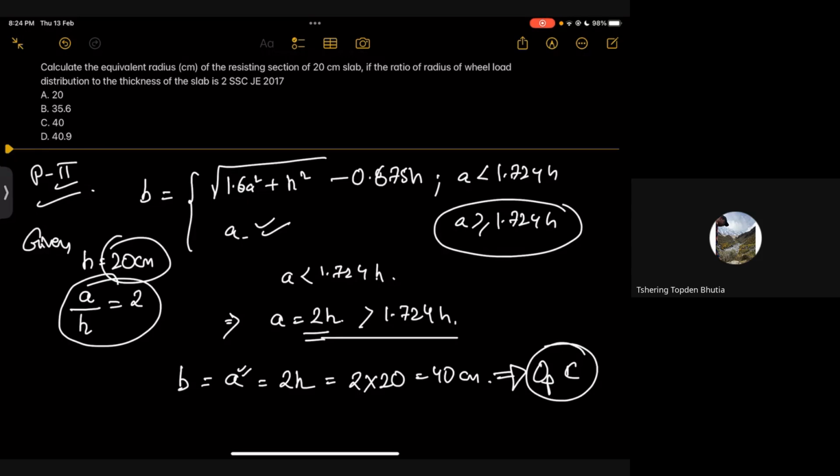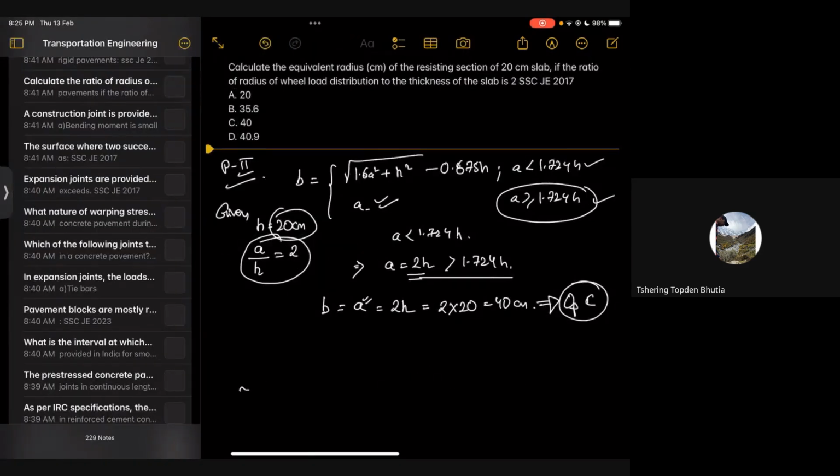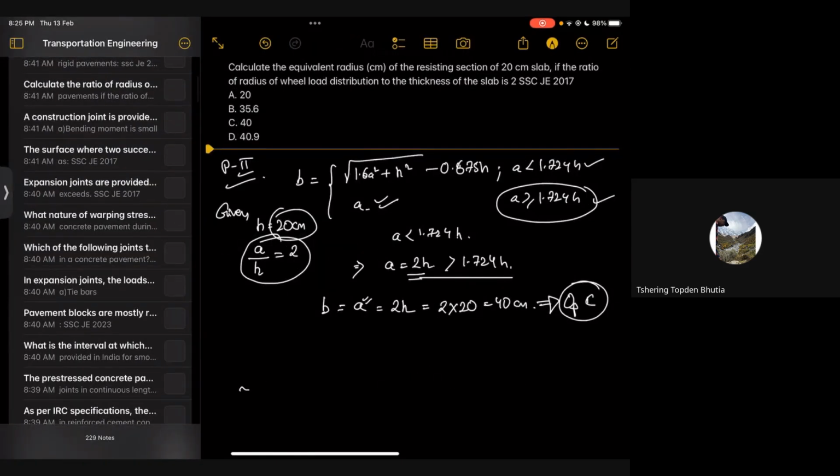Awesome guys. So we have done two types. We did this type, and we did this type as well. So I don't think you'll have any issues with calculation of radius of resisting section. Let's move to the next terminology. Our B is done. Let's go to calculation of L.